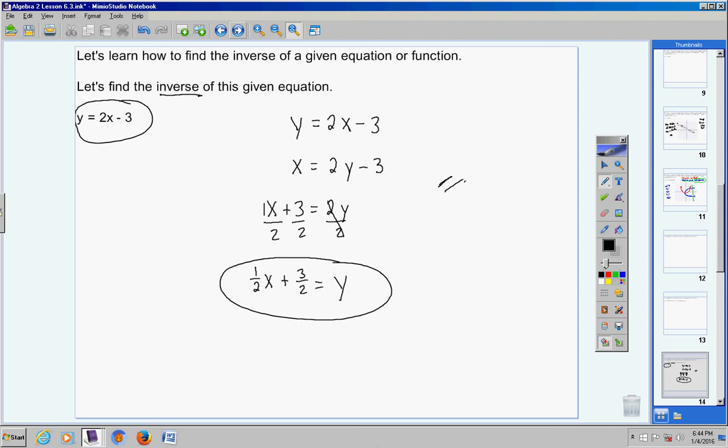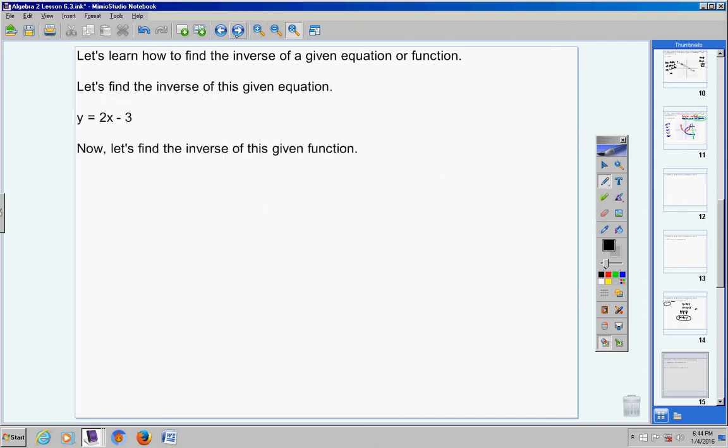Now, let's say that I gave you a function, okay? A function. Let's find the inverse of this given function. So there it is. Would you please copy that in your notes? I'm going to bring it over here.